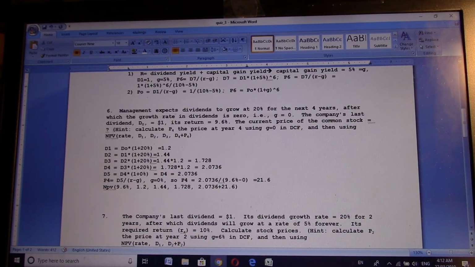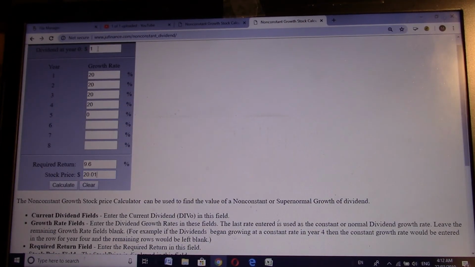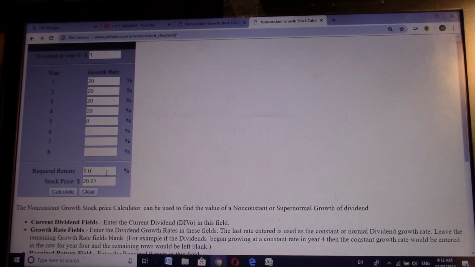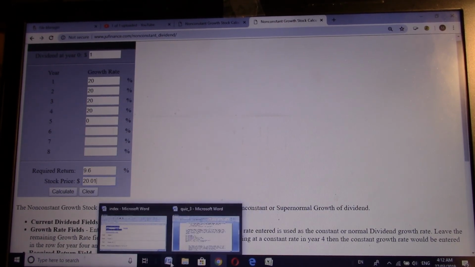If you use this calculator, the first input should be the dividend at year 0. If it's not given, for example D1 is given and you also know the growth rate, then you use D1 divided by 1 plus G to get D0, because you need D0 in this calculator. Then enter the growth rate in years 1, 2, 3, 4, until the last one. The last one will stay constant from then on. Then also put down the required rate of return, and it will calculate the stock price for you. Okay, so this is this question.